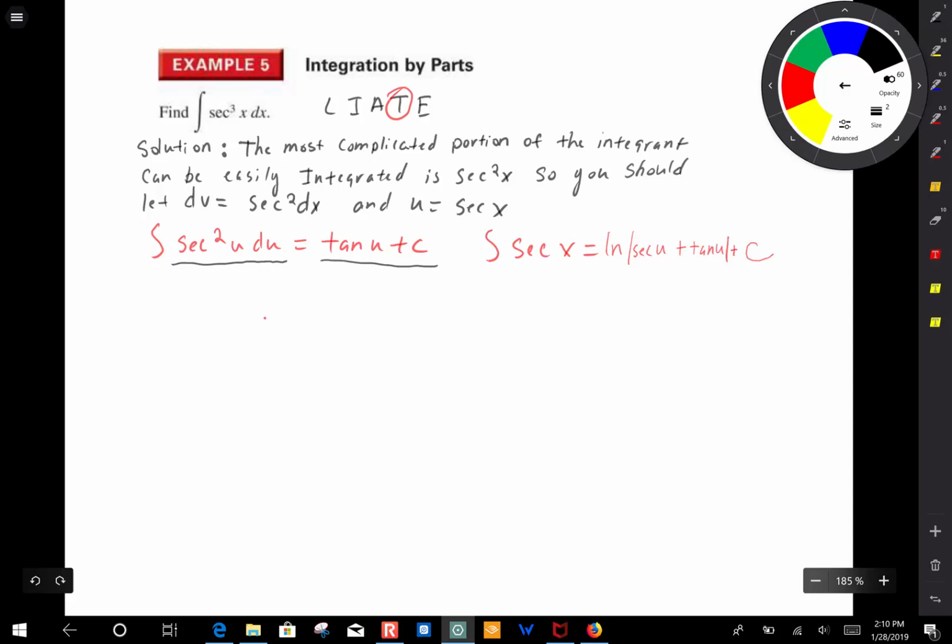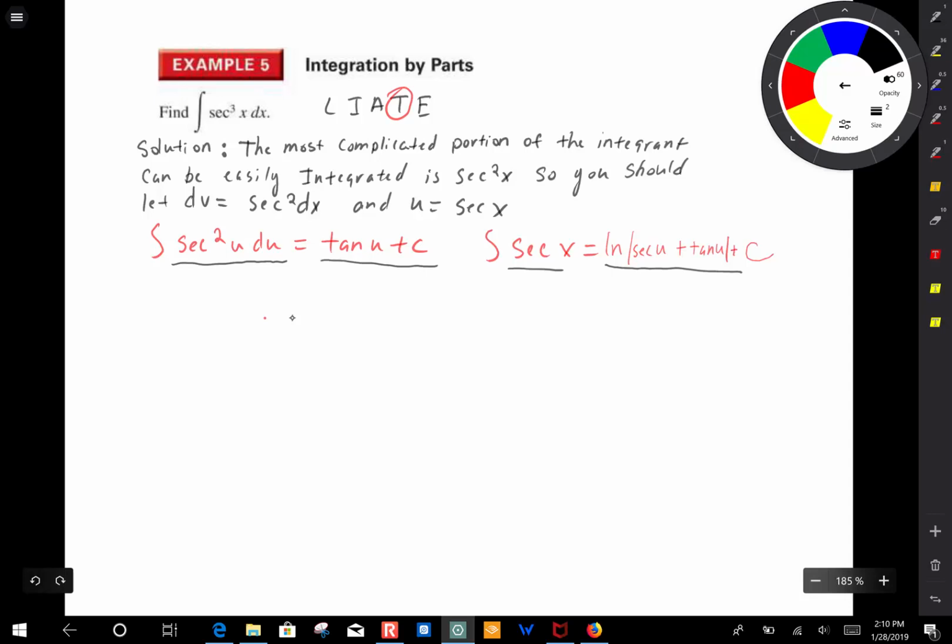But if you compare to the integral of secant x, look at this integral. That's the natural log of secant u plus tan u. So we want our dv to be the portion that looks most complicated but is easy to integrate. We want our dv to be secant squared dx, because it's easy to integrate, versus letting our dv be the secant x. So we're going to let dv be secant squared dx and u be secant x. All right, so here we go.